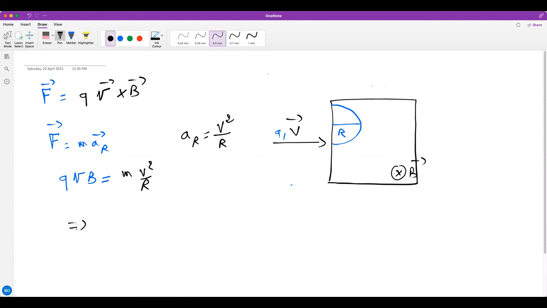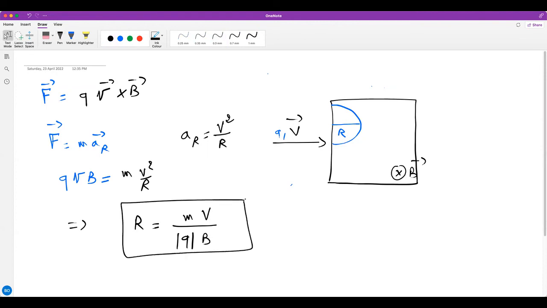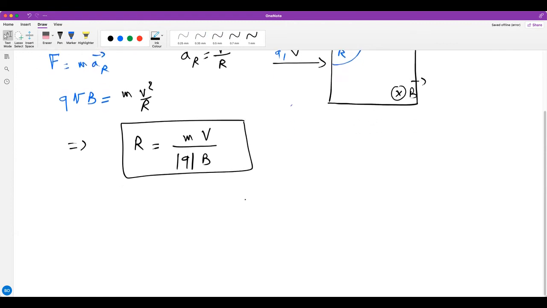So this will help us to get the radius as a function of the mass of the particle, the velocity of the particle, of course the absolute value of the charge, and the magnetic field. This is the radius of the circular motion to which the particle will be subject when it enters the region of the magnetic field.